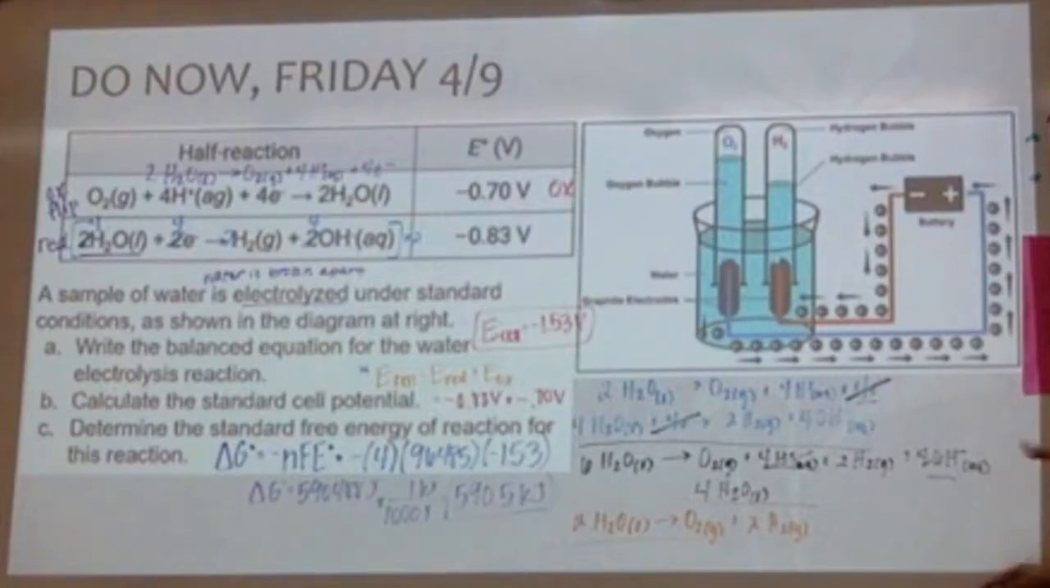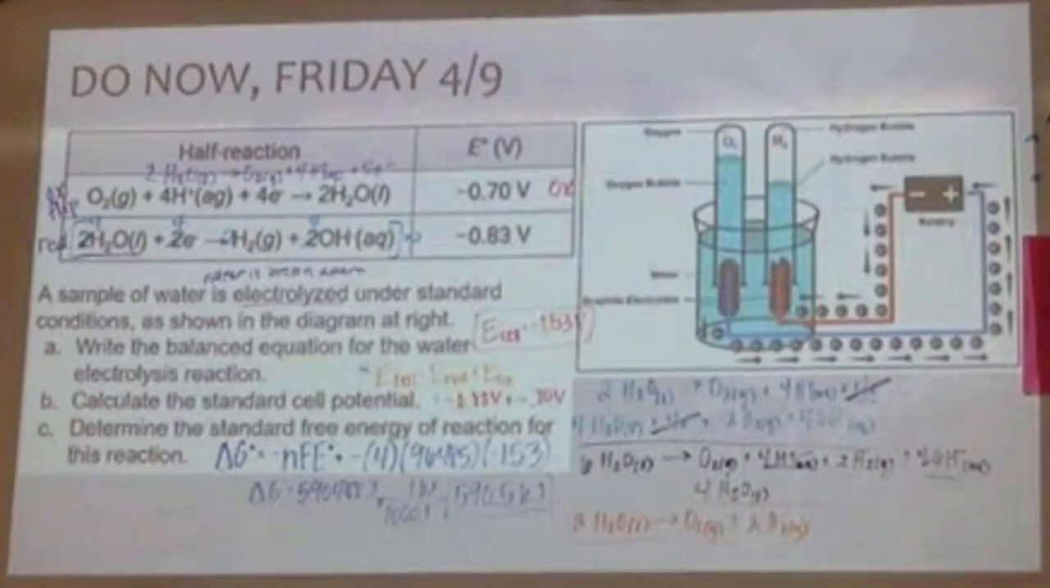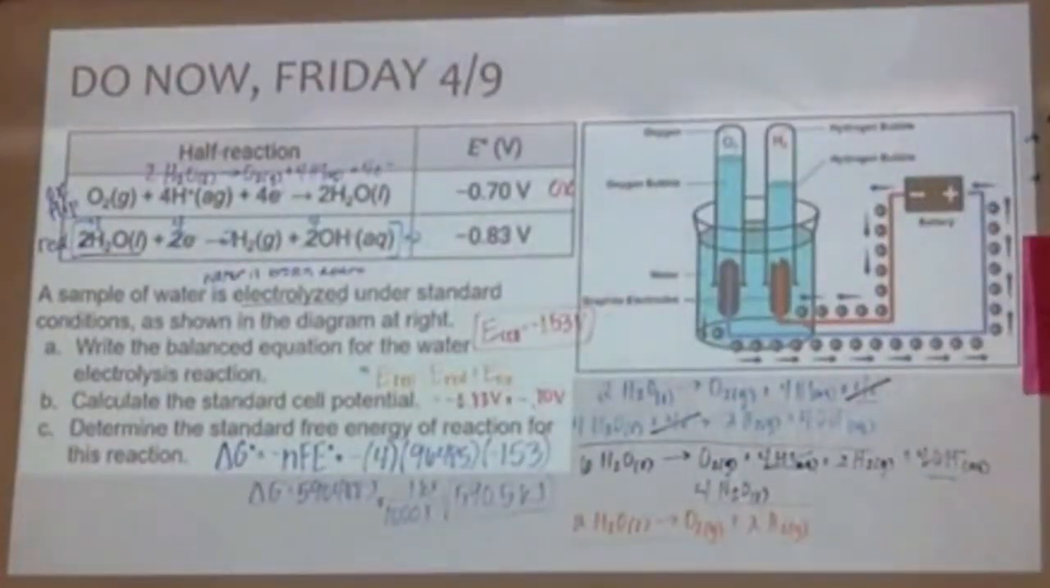Notice with both of these, E naught cell is negative, delta G is positive. When you have a negative E cell and a positive delta G, what does that tell us about this reaction overall? It's non-spontaneous, right? Or it's not thermodynamically favored, which is why an electrolytic cell needs a battery to work.